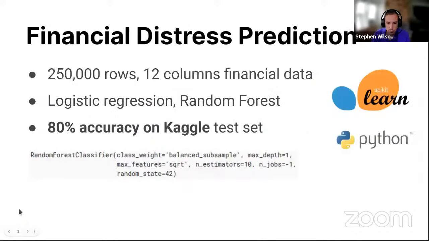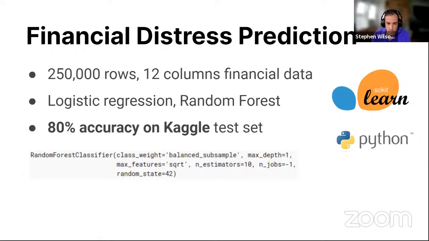Next up is my machine learning project, predicting financial distress using scikit-learn. I used the Give Me Some Credit dataset from Kaggle, which has 250,000 rows and 12 features. The goal was predicting whether someone applying for a loan will have financial issues and struggle to make the payments. I analyzed the data and looked at how things like age, income, and debt were distributed.